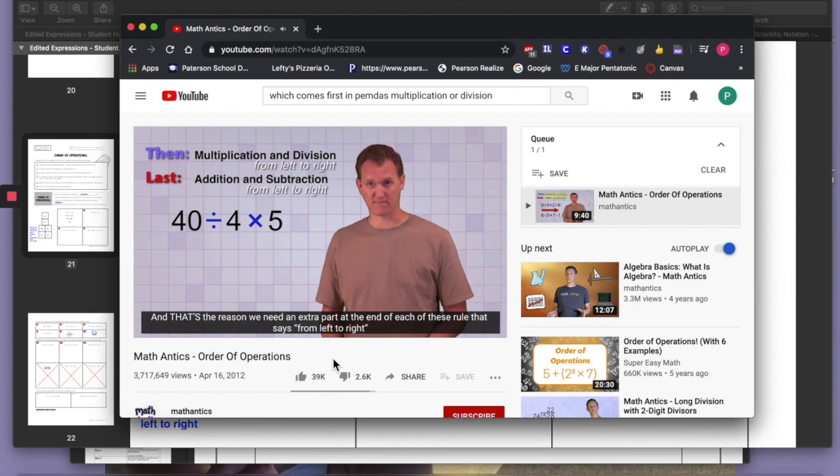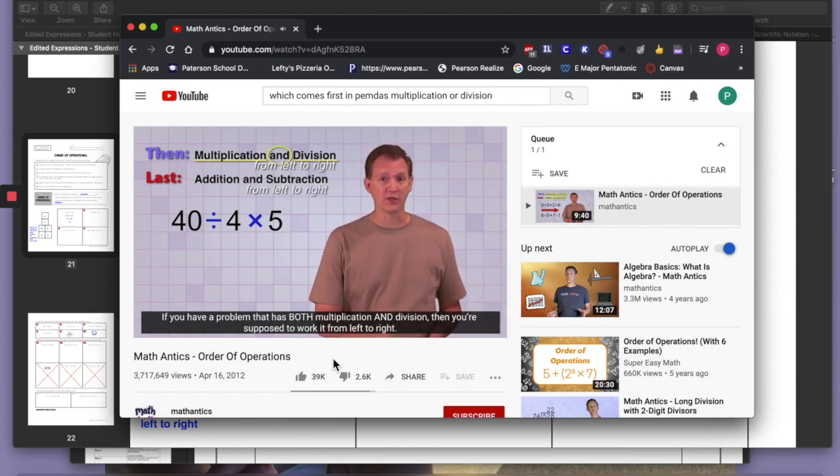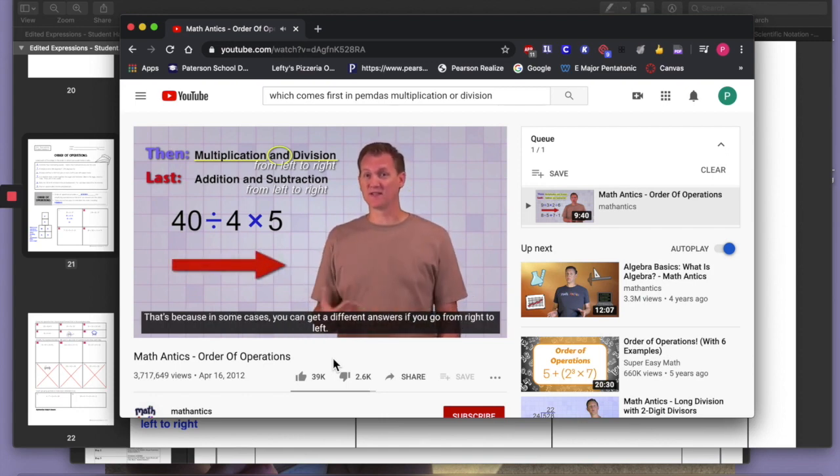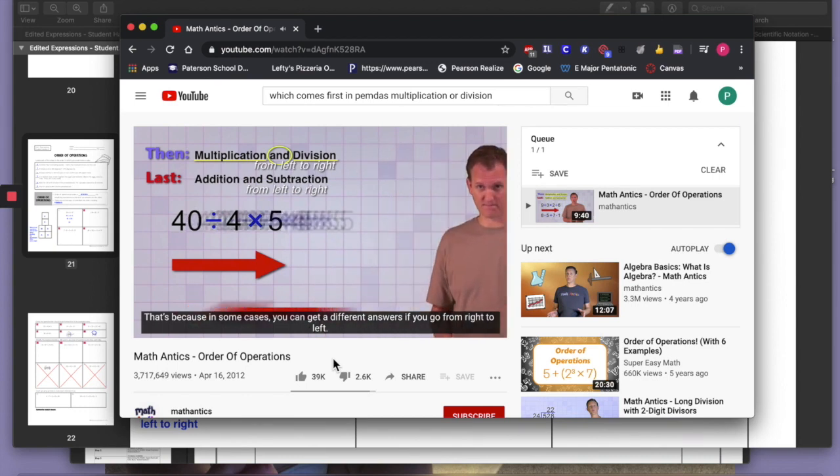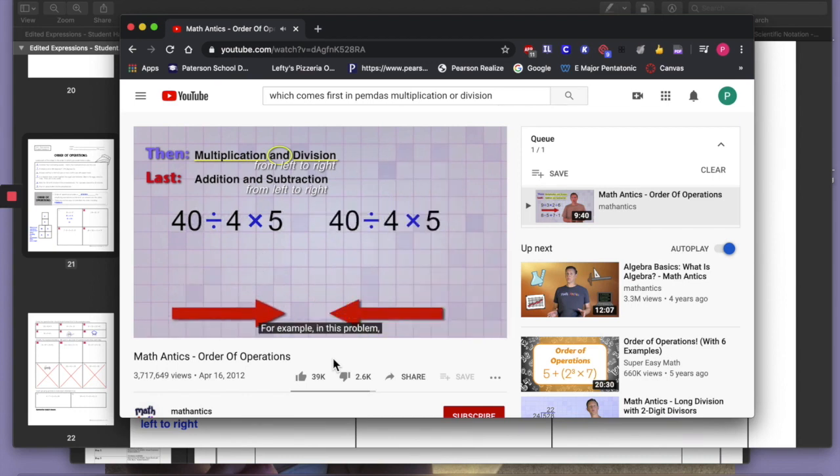from left to right. If you have a problem that has both multiplication and division, then you're supposed to work it from left to right. That's because in some cases, you can get a different answer if you go from right to left. For example, in this problem, if you work from right to left the wrong way, you would do the 4 times 5 first and get 20. And then 40 divided by 20 equals 2.